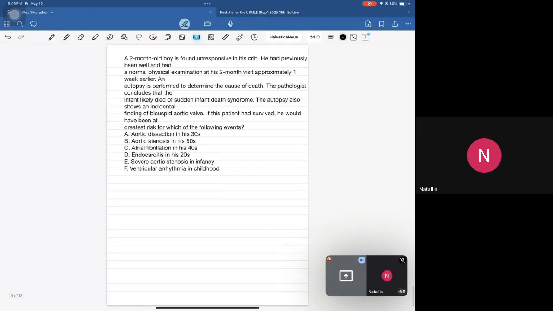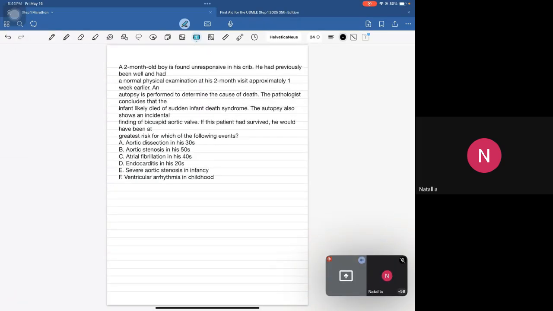Right, so just look at this question. And what do you guys think the answer to this question would be? Anyone? Aortic stenosis in the 50s. Yes, right.